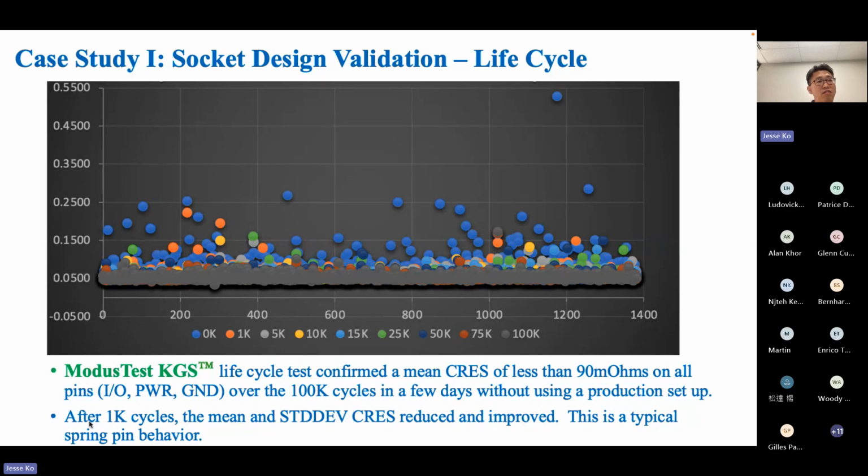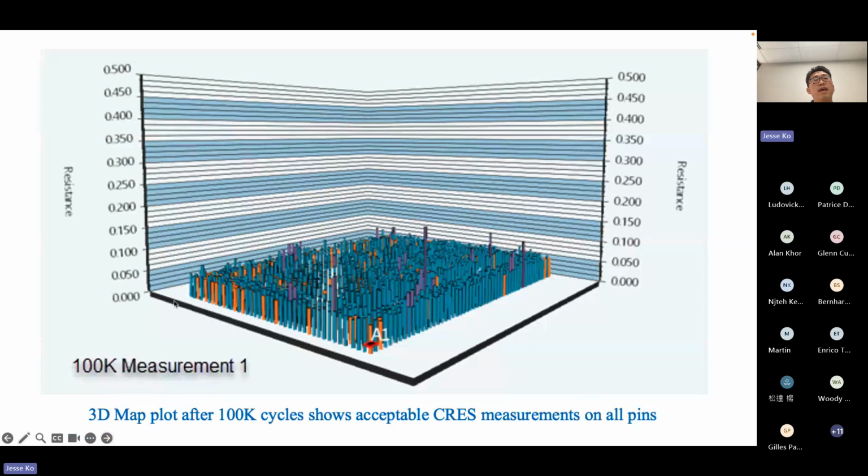On the data set, you can also see that after 1K cycles, the mean and standard deviation of CRS reduced and improved, and this is typical spring pin behavior. This is a 3D map plot after 100,000 cycles, showing acceptable CRS measurement on all pins. You can also see the shape of the package that was tested. There are some areas with a little bit higher CRS measurement after 100,000 cycles, but they're still within the acceptable range of CRS measurement.